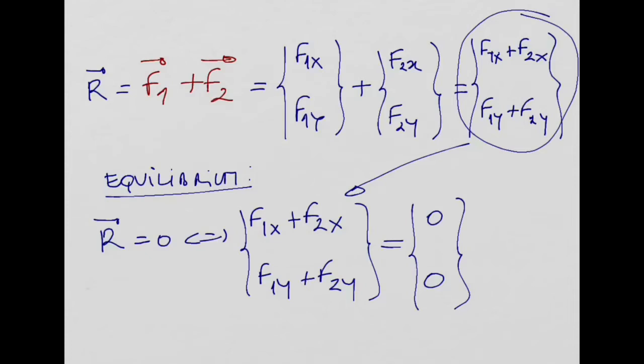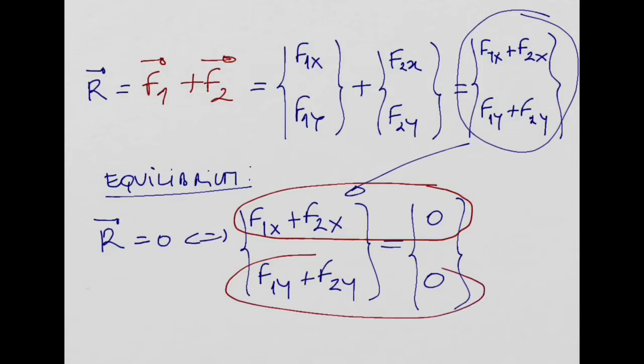And why am I doing this? Because in this case of 2 dimensions, you can see that basically we will obtain 2 equilibrium equations, not only 1. What are these equilibrium equations? The first one is the components in the x direction of the resultant needs to be equal to 0. That gives me 1 equation. The second equation is the components in the y direction of my resultant vector equal to 0. 2 equations in 2 dimensions. If I am working in 3 dimensions, I will have 3 equations.